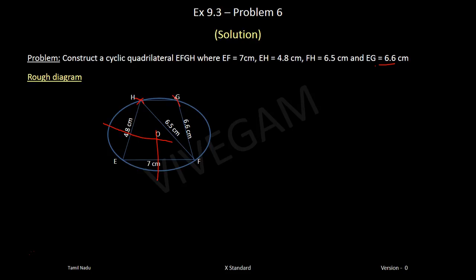Okay. So now you can pause this video. Actually it's EG. Right. So EG is 6.6 centimeter. So with E as a center and radius of 6.6 cm, draw an arc cutting the circle. That gives the point G. Okay, so now you can pause the video and try to do the construction on your own, and on completion you can come back and check your construction against ours.